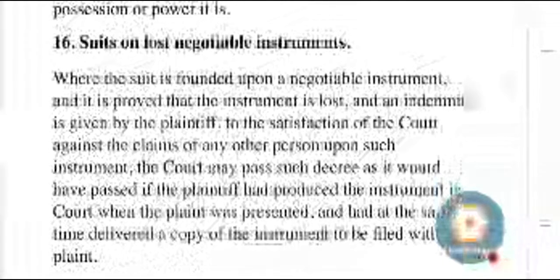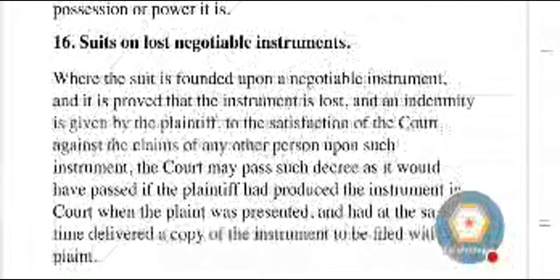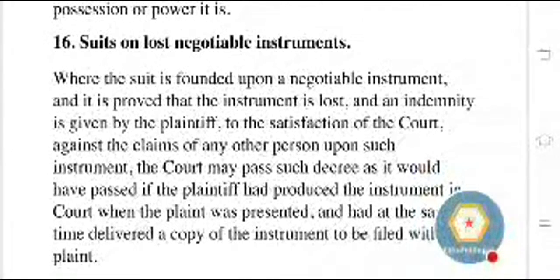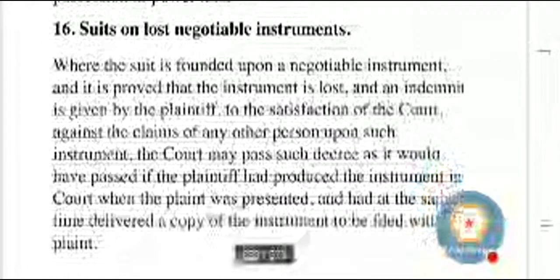Okay, now if the suit is specifically for the lost negotiable instrument, where the suit is founded upon a negotiable instrument and it is proved that the instrument is lost, and any indemnity is given by the plaintiff to the satisfaction of the court against the claims of any other person upon such instrument, the court may pass such decree as it would have passed if the plaintiff had produced the instrument in court when the plaint was presented and had at the same time delivered a copy of the instrument to be filed with the plaint. So what has been said here?